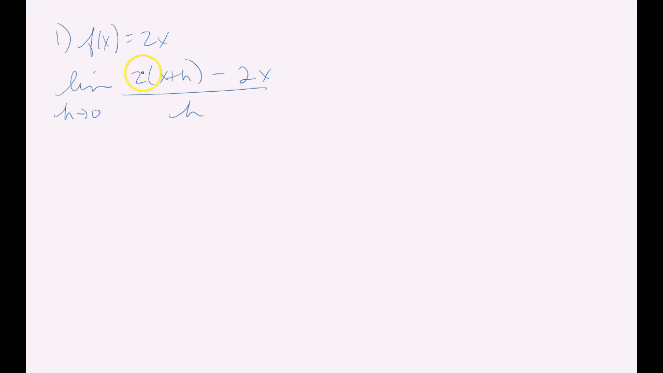Then, of course, if you distribute, I was really nice to you on this one. The limit as h approaches 0. That 2x and that 2x are going to cancel, and it's just going to be 2h over h. Those are going to cancel, and your answer is 2. That was really nice.